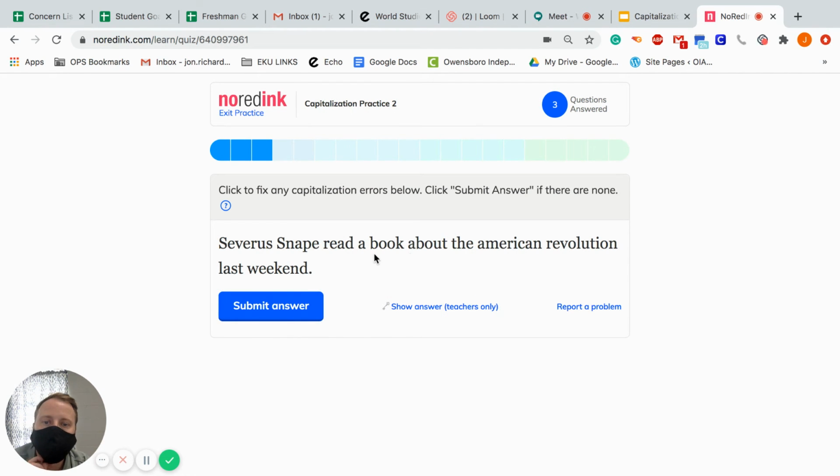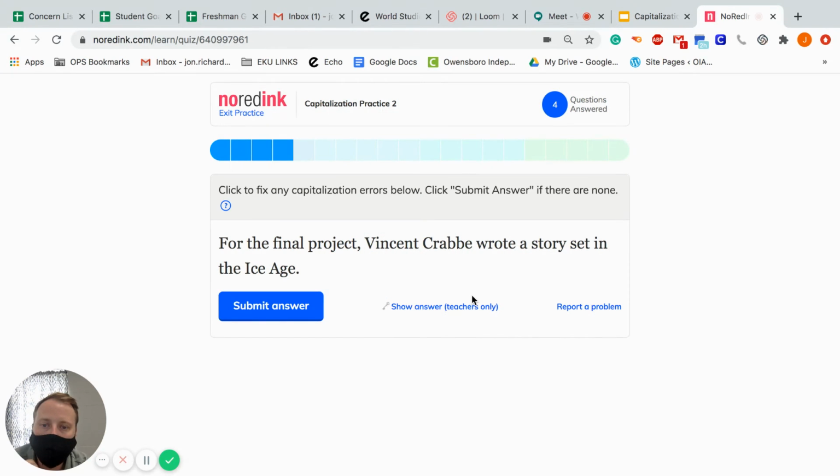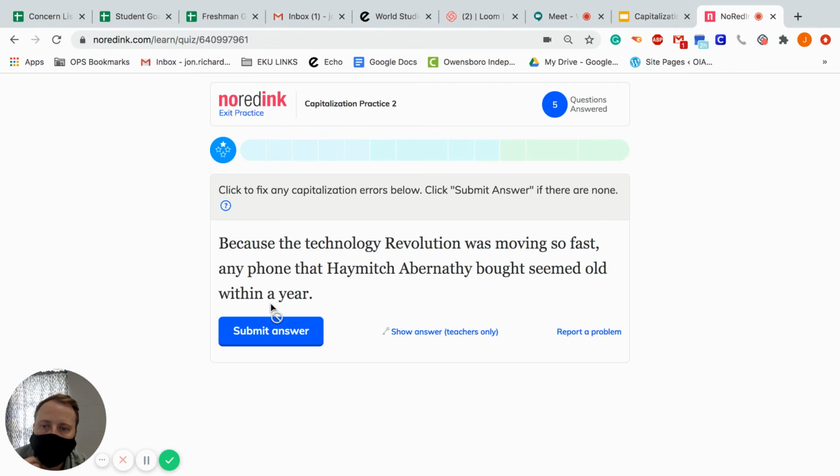Severus Snape read a book about the American Revolution. That's a specific revolution, a specific war, so we do capitalize that. For the final project, Vincent Crabbe wrote a story set in the Ice Age. The Ice Age is a specific time period, so we keep that capitalized. Because the Technology Revolution was moving so fast, Technology Revolution is the name of an event, so we do capitalize that.